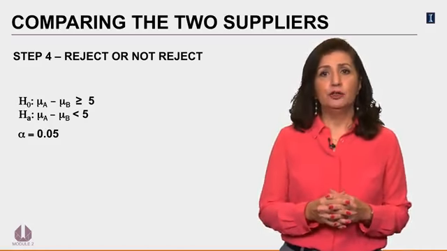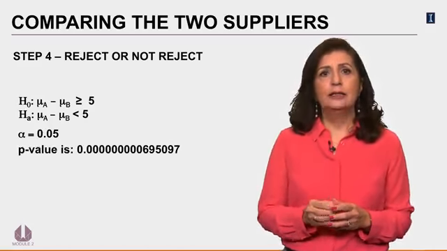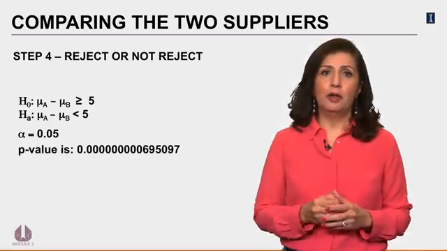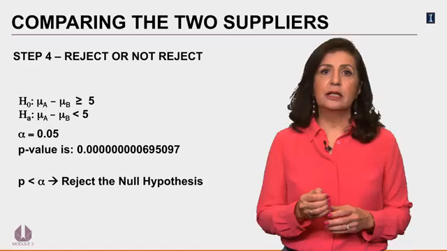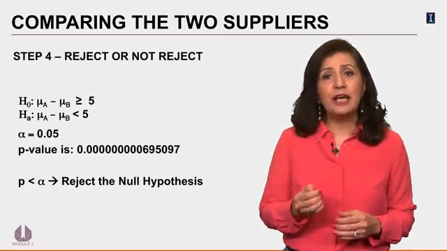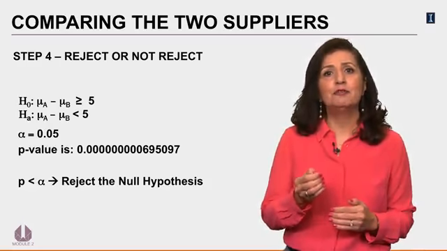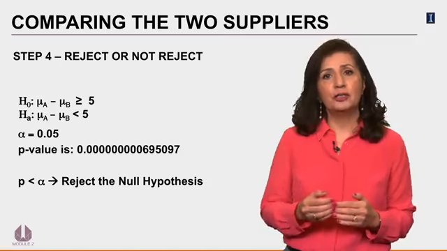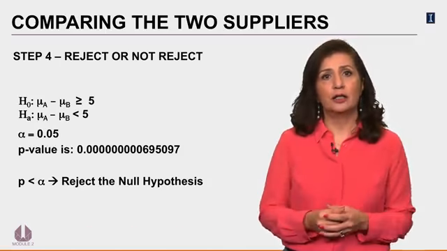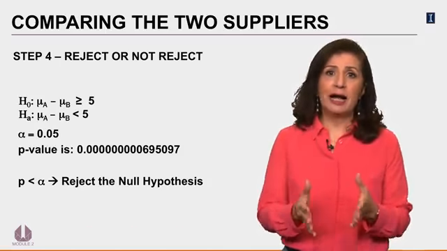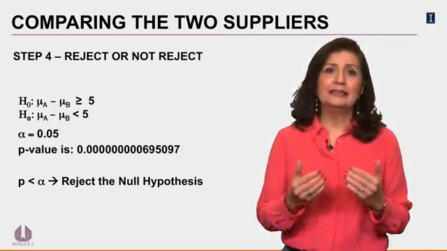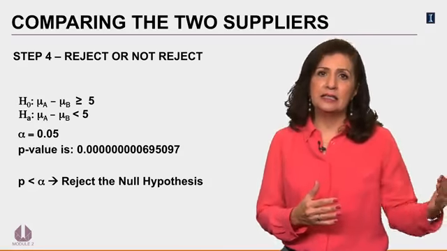Looking at the p-value, which is extremely small, we reject the null hypothesis. This means that supplier B has failed to show us that we can reduce the repair time by at least 5 hours so that we can justify the additional cost of the contract. So if you have a minimum value, we can enter it and test the difference against this value.